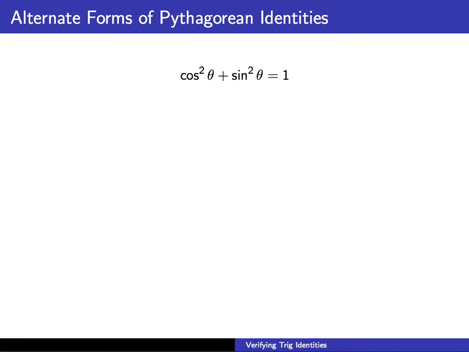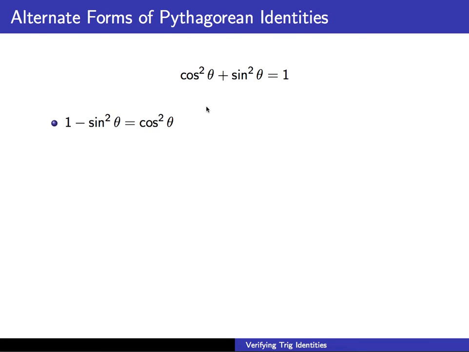All right, in this video, we're going to look at actually verifying some other trig identities. But first, in the last video, we talked about the Pythagorean identities, and we derived where each of them come from. So our first one, cosine squared plus sine squared, based on a little bit of algebraic manipulation here, we can get some alternate forms for each of these Pythagorean identities.